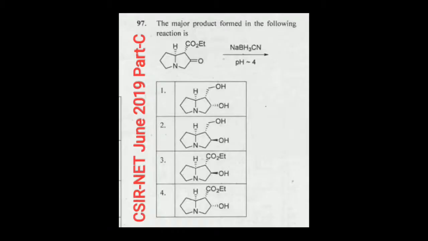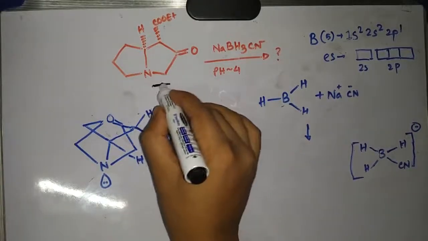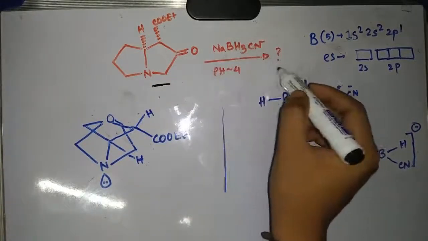Hello guys, today we will discuss the CSIR NET June 2019 Part C question. What is the major product of this reaction? The reaction is on your screen and we have to go for a detailed analysis of it. So let's start. The starting material and the conditions are given. So what will be the product?